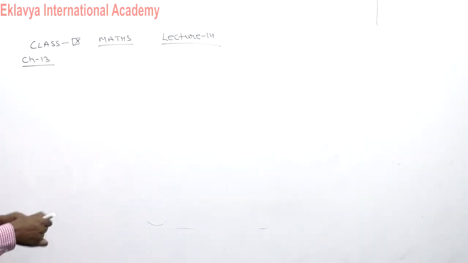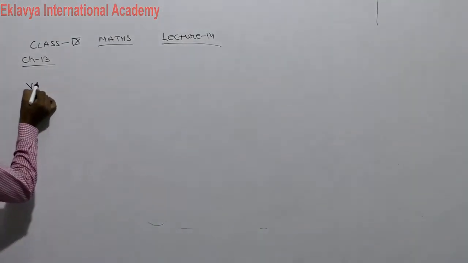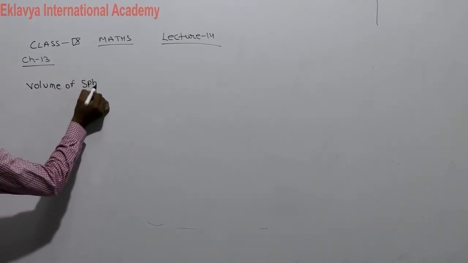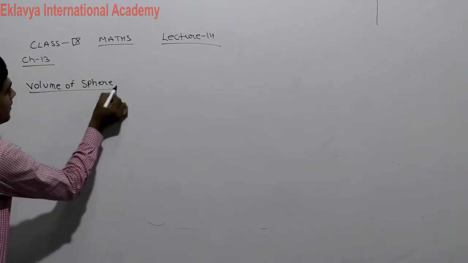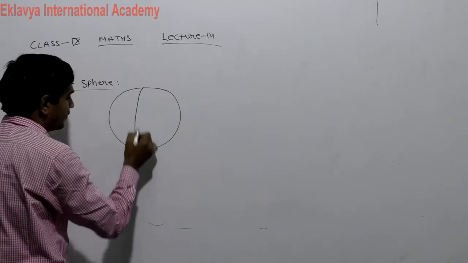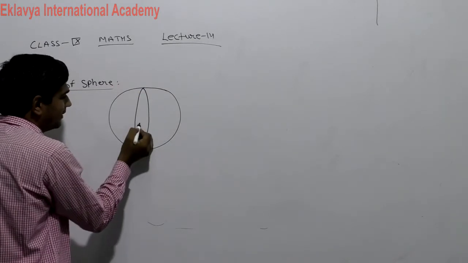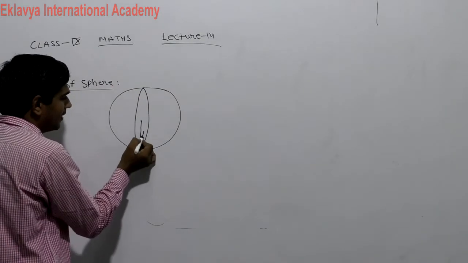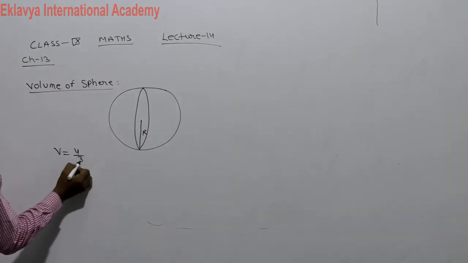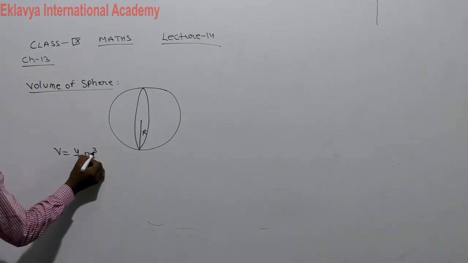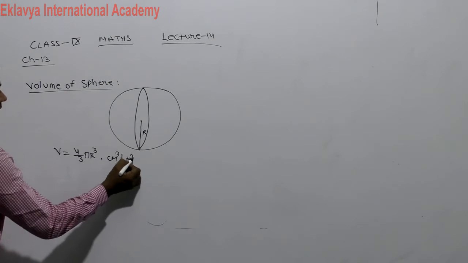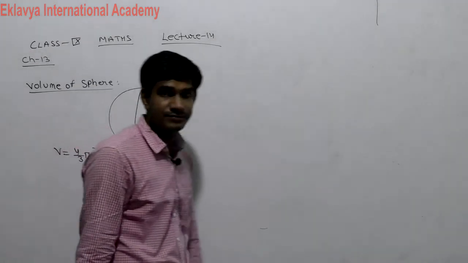So in today's lecture we will discuss, first, the volume of a sphere. So what is the volume of the sphere? That is the cross section and R is the radius of the circle. So what is the volume of the sphere? V is 4 upon 3 pi R cube, which will come either in centimeter cube or meter cube.